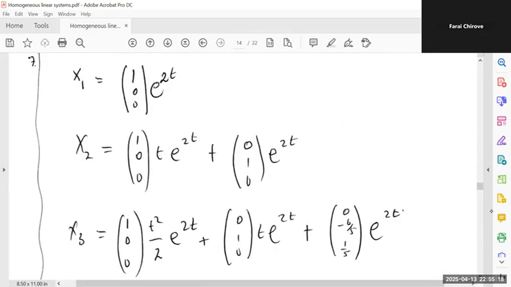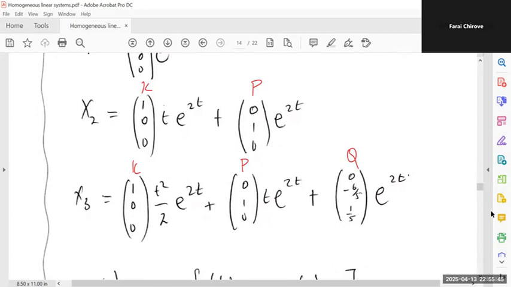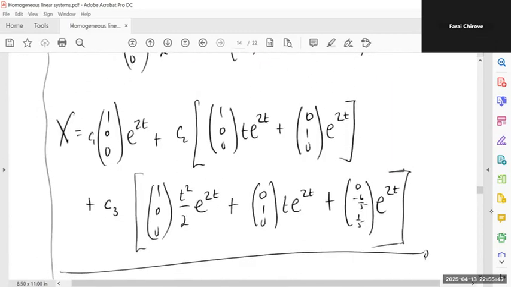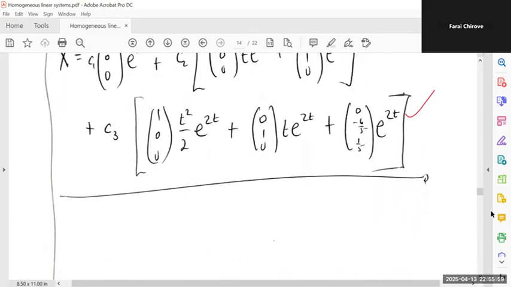And we then assemble the three linearly independent solutions: K e to the power 2t, then (K t plus P) e to the power 2t, and then (K t squared over 2 plus P t plus Q) e to the power 2t. So you can see that we now have three linearly independent solution vectors associated with these repeated eigenvalues, and the solution becomes longer like this. So that's how you do it.